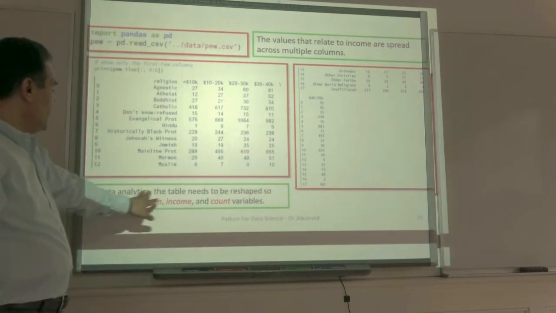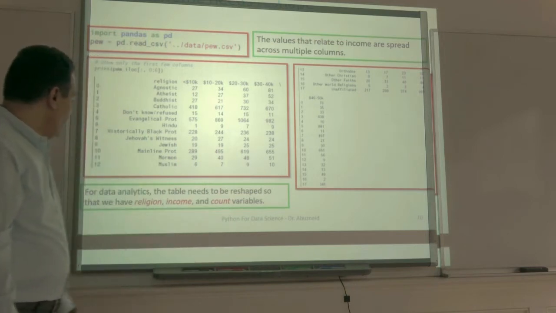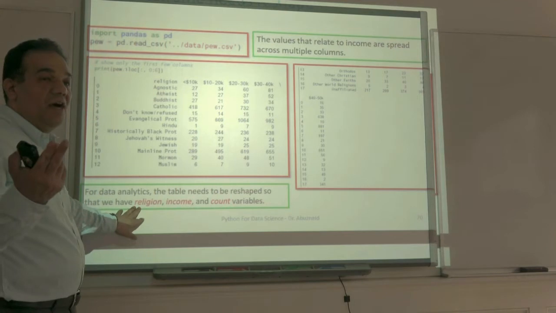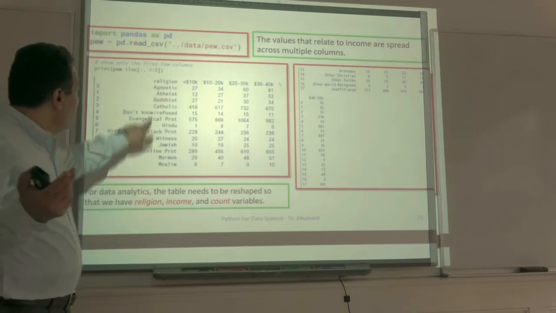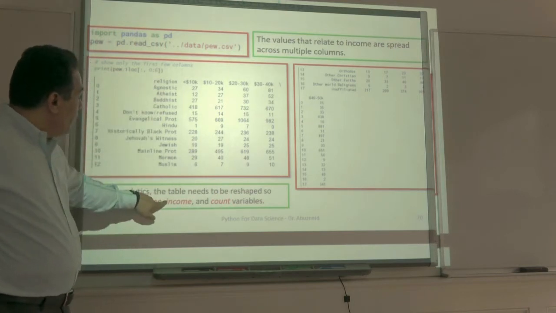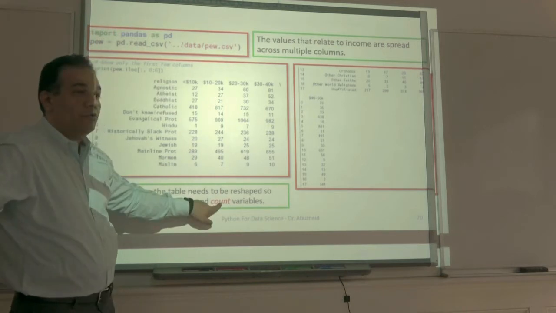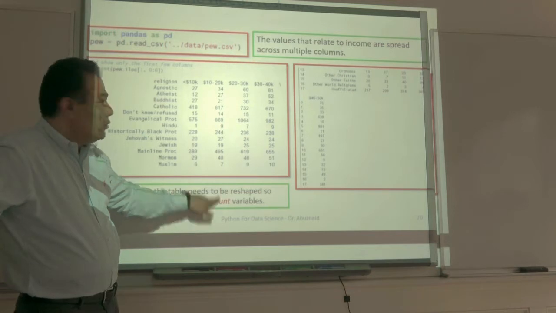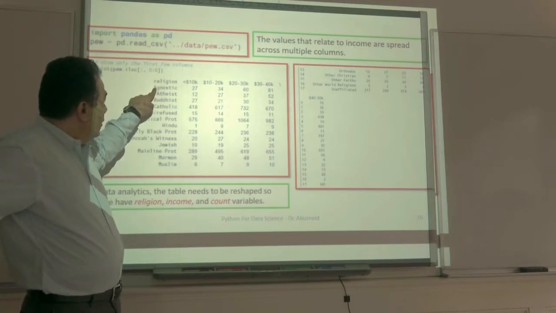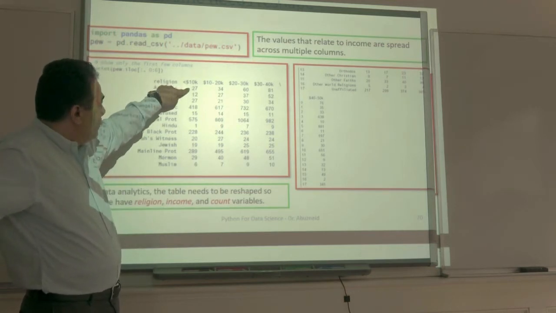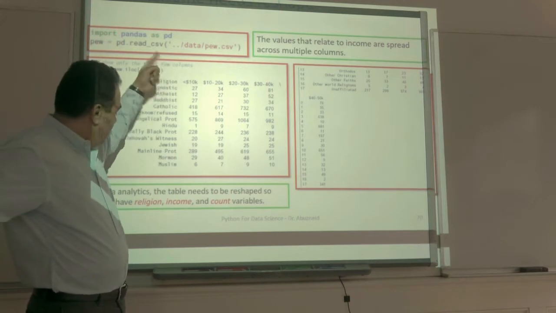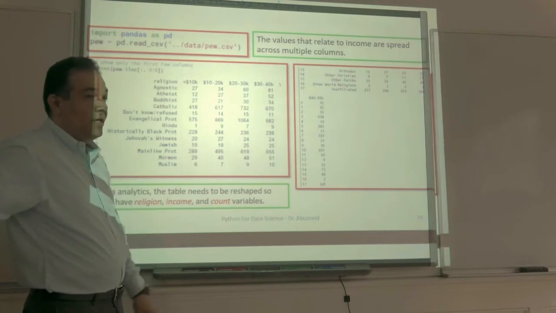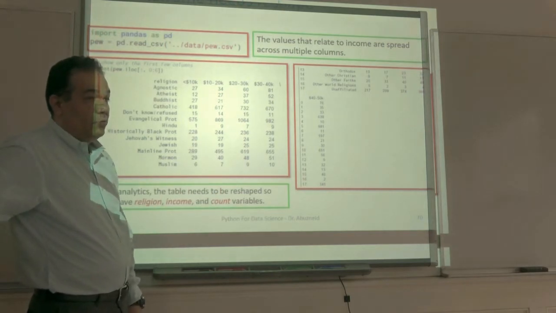For data analytics, the table needs to be reshaped. We need to have only 3 columns. We need to keep the religion, and we need to have the income and the count. Religion, agnostic, the count 27. Then there is the income, and the count: how many is the count?